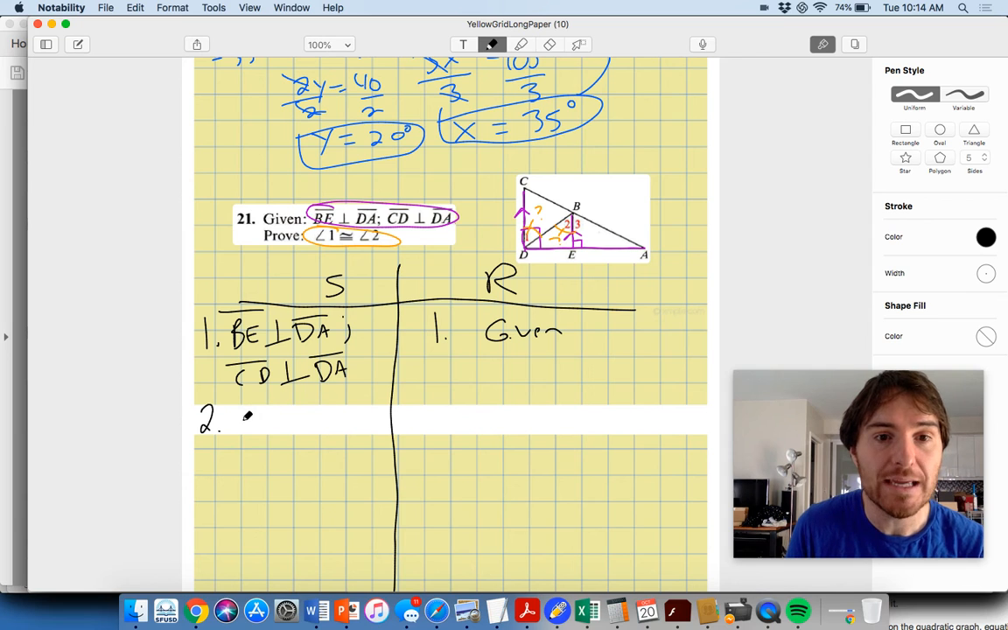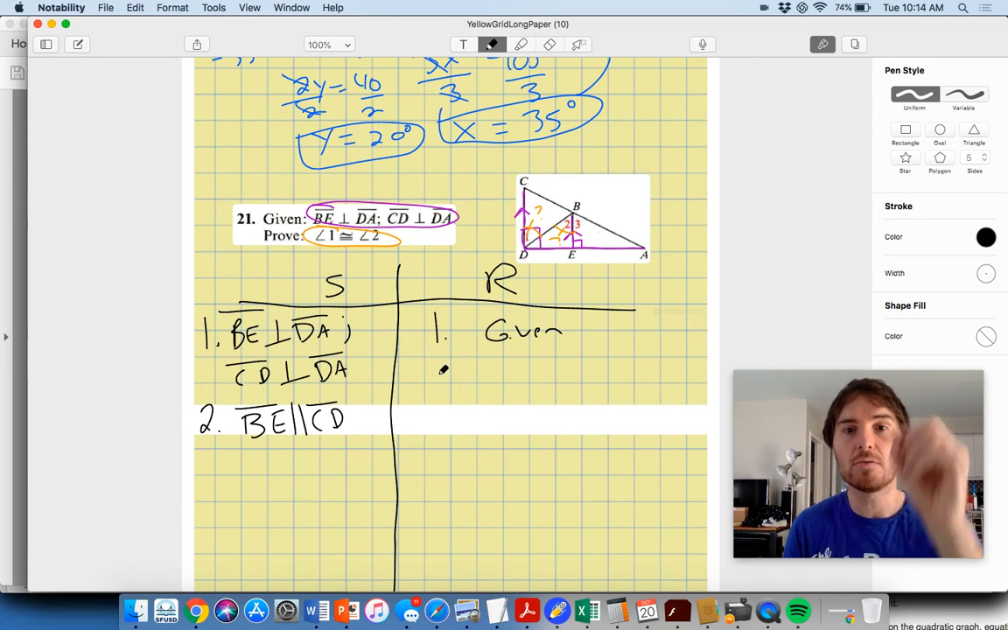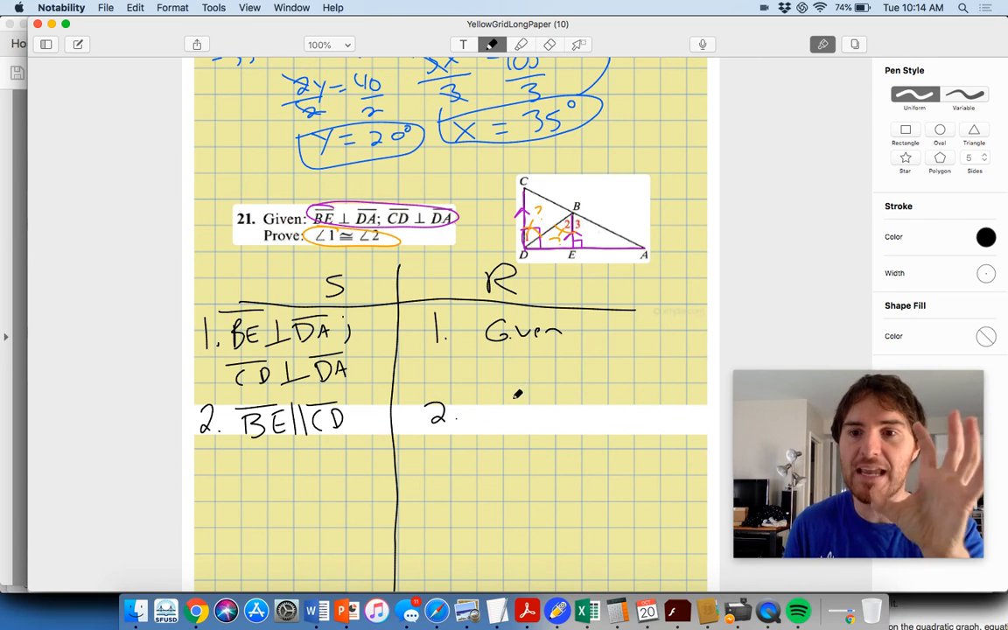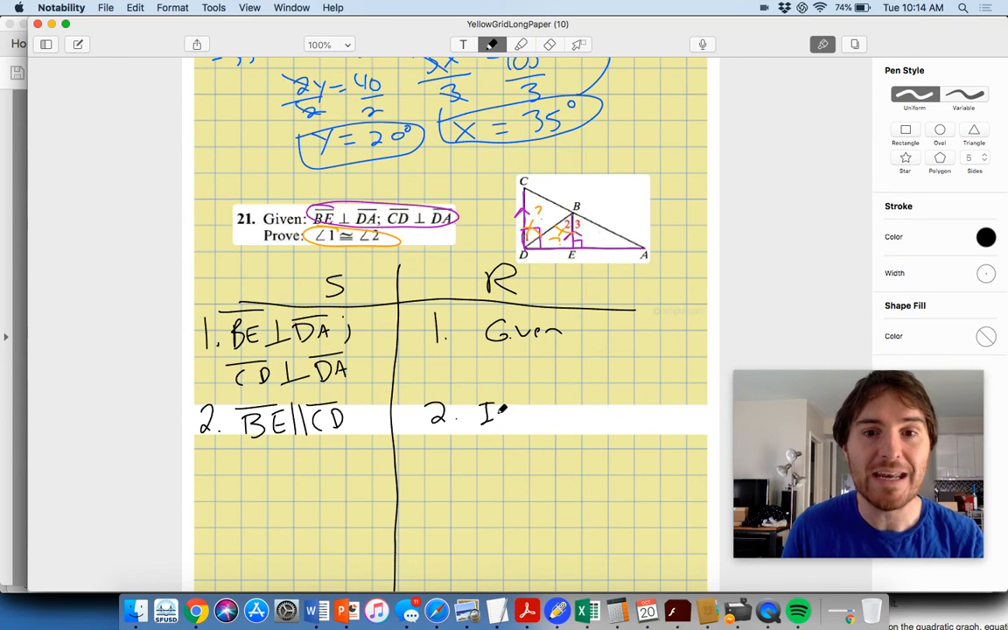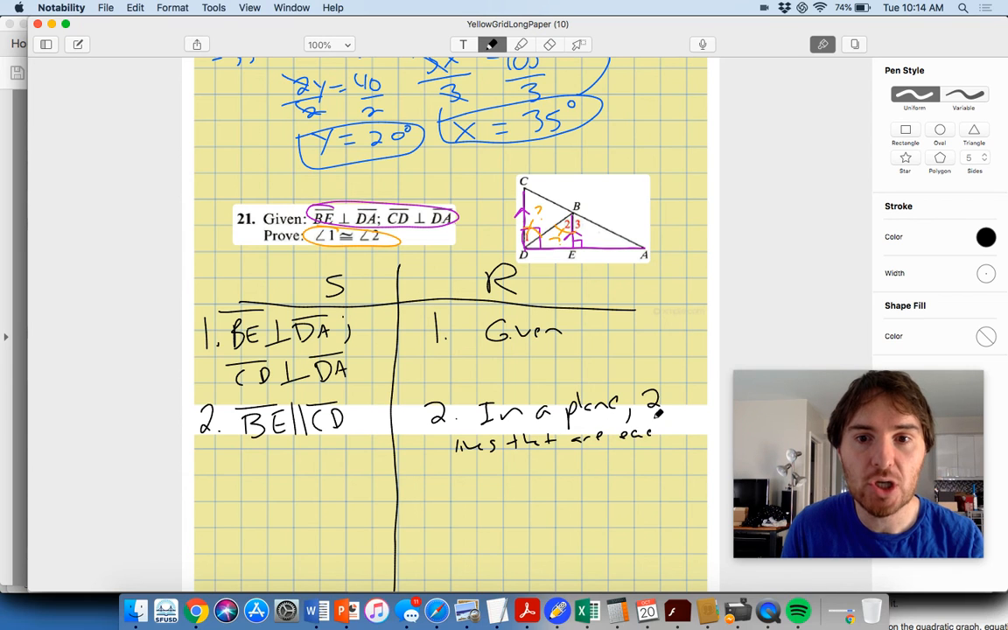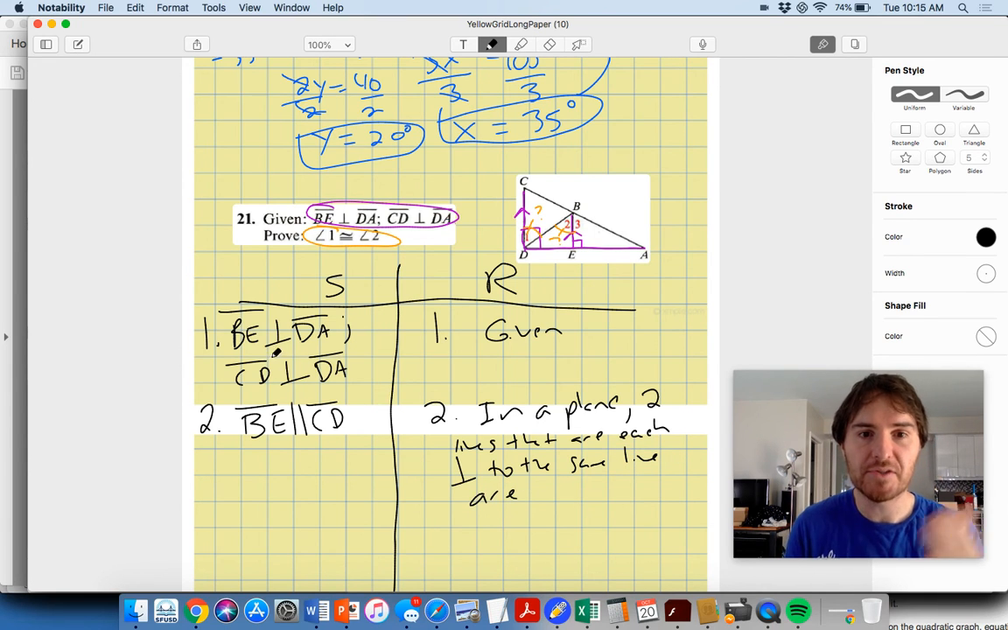But what we can do is say that BE is parallel to CD because we've stated this in step 1: 2 lines that are each perpendicular to the same line, and in the given diagram, that's the in a plane part. These are all coplanar. So we now know that we have, in a plane, 2 lines that are each perpendicular to the same line are parallel. Okay, so now that we've said this, we can make a conclusion here.